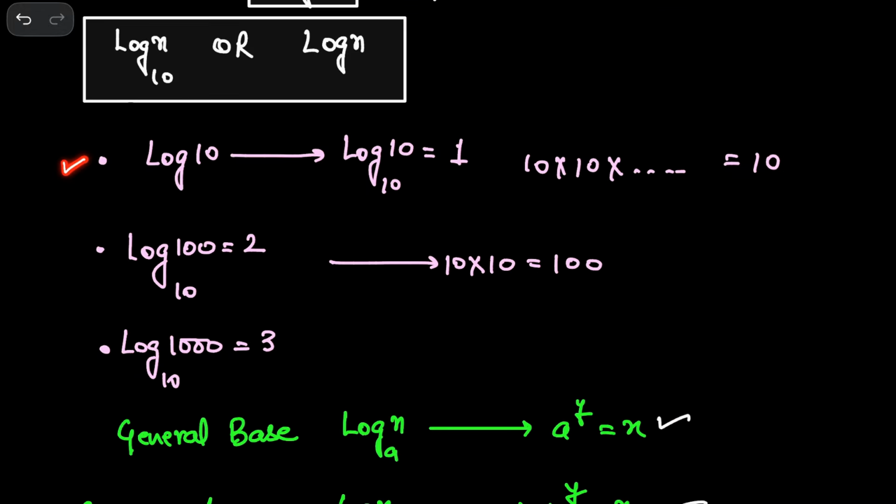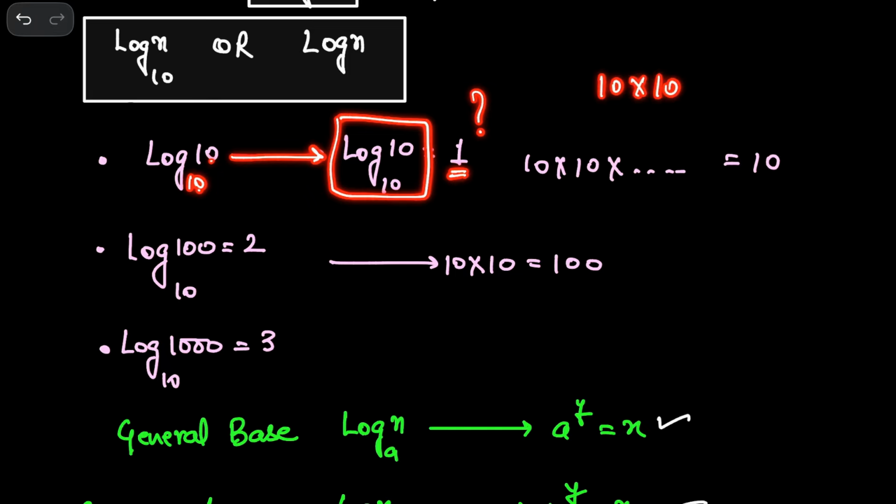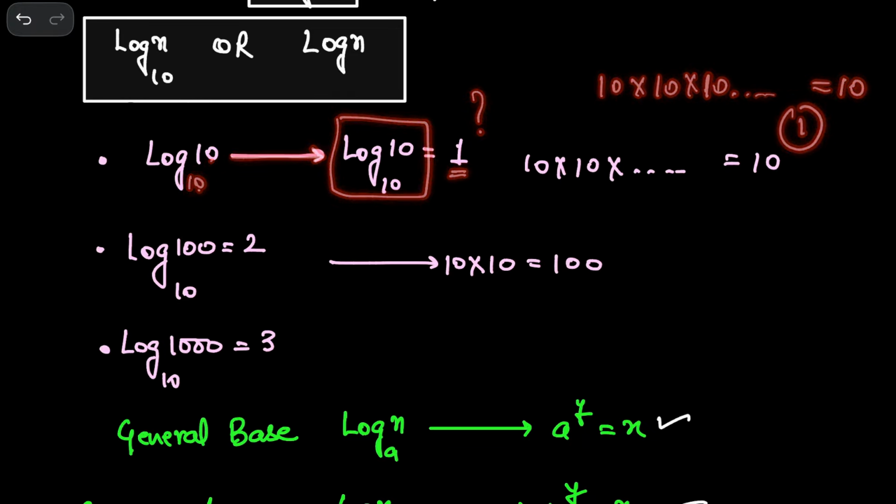The first point written over here is log 10 with base 10. As I said above, when nothing is written over here, it means the base is 10. So log 10 with base 10 actually becomes 1. Why does it become 1? Because this expression is asking how many times I need to multiply 10 to get 10, and the answer is 1 time. That's the reason we get the answer 1.